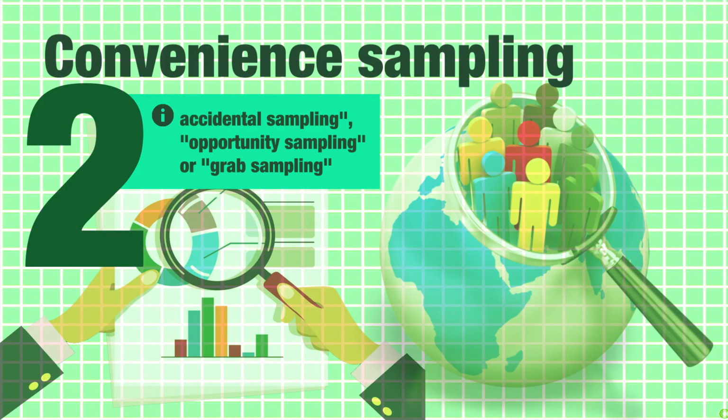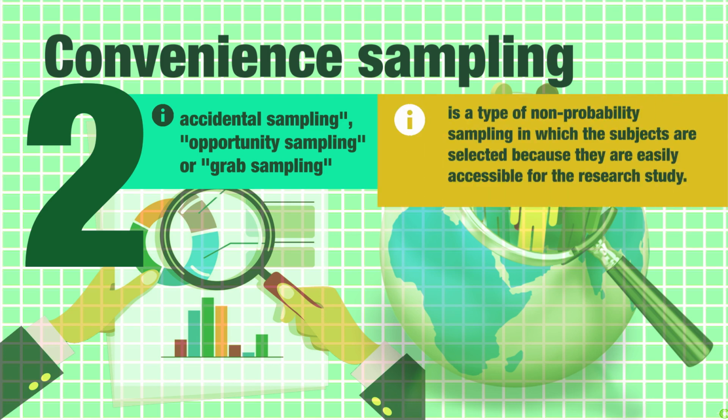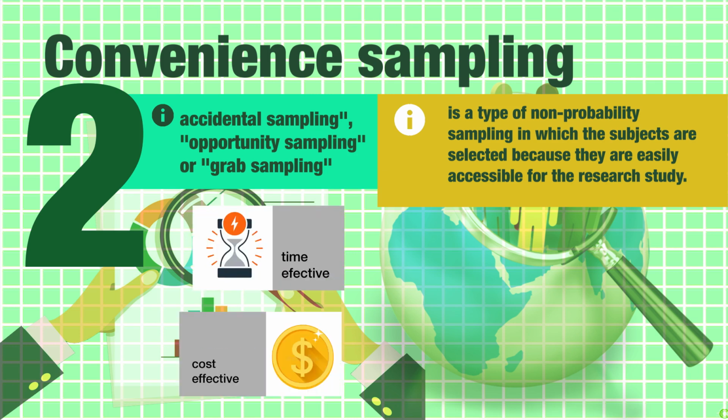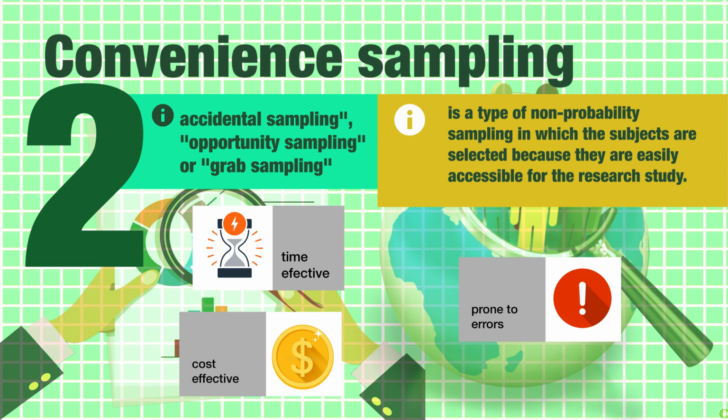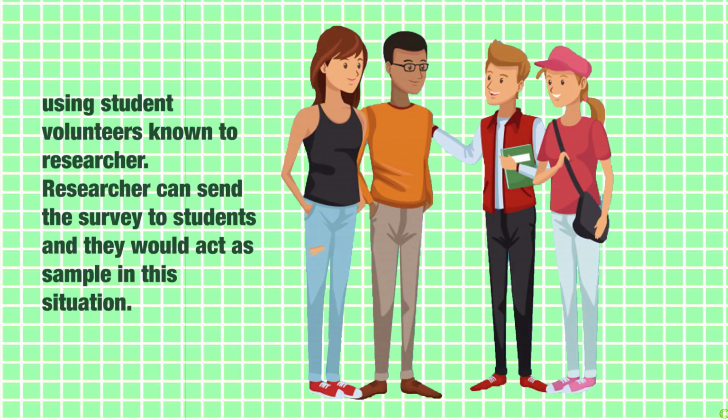Convenient sampling. Convenient sampling, also known as accidental sampling, opportunity sampling, or grab sampling, is a type of non-probability sampling in which the subjects are selected because they are easily accessible for the research study. Convenient sampling saves time, effort, and money, but the results of it have high sampling errors due to biased samples or samples which do not represent a population. Example, using student volunteers known to the researcher. The researcher can send a survey to students and they would act as the sample in this situation.